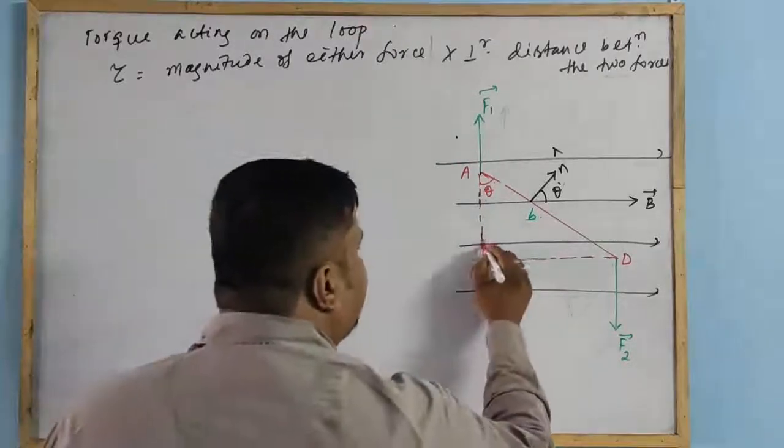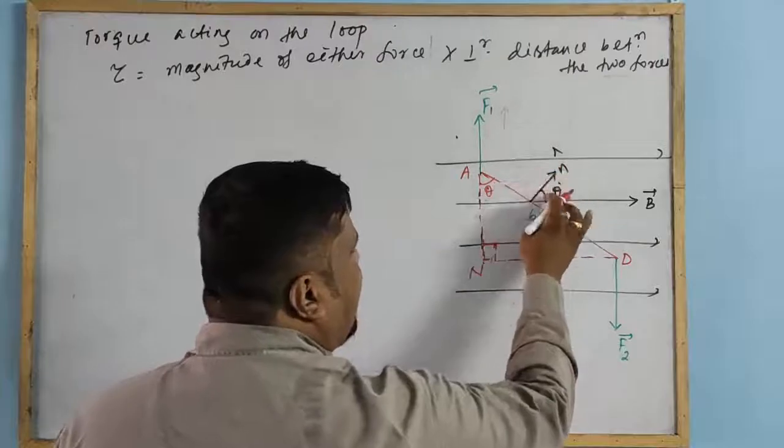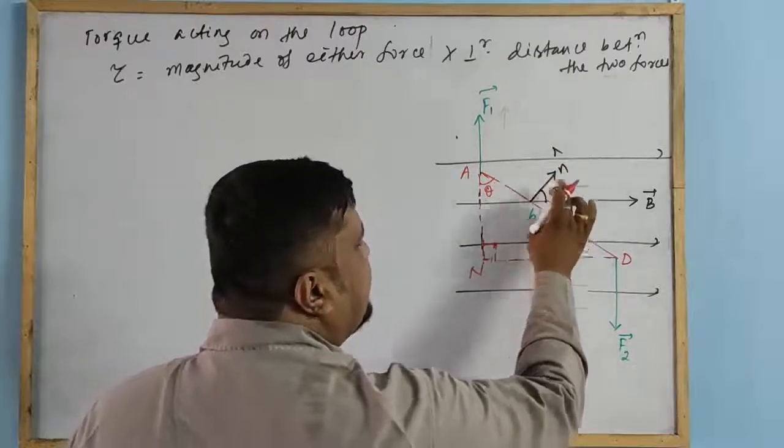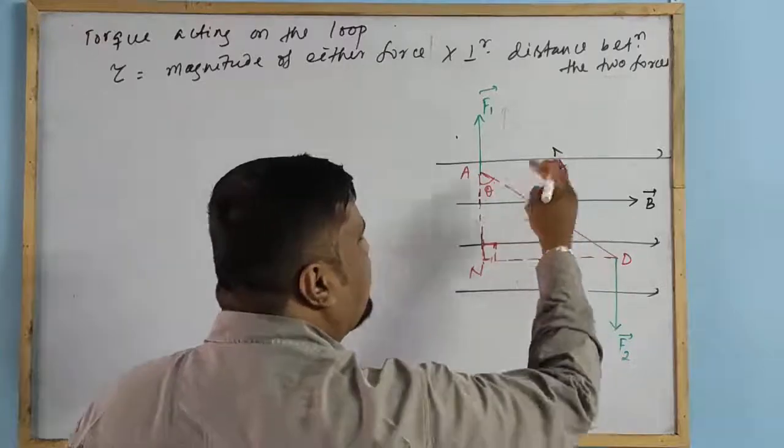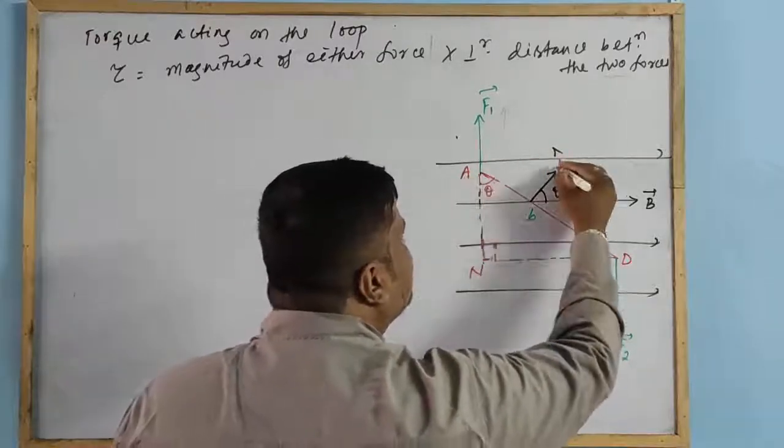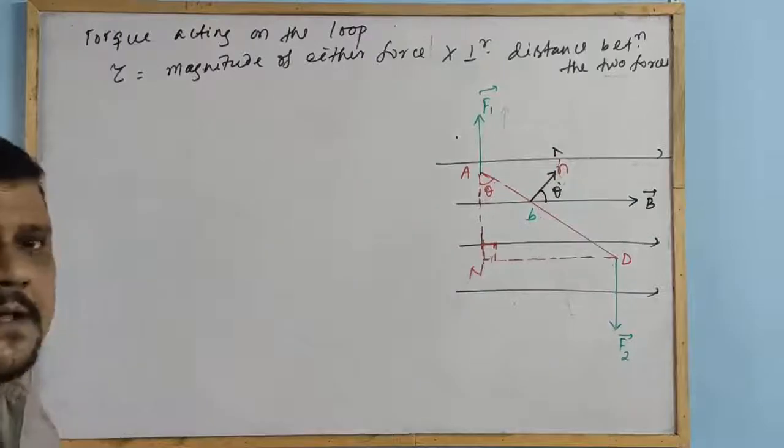And this is perpendicular. The angle is between the normal and B. This is the area vector, so I can say this is also area vector A cap, the area of the loop. Don't get confused, A cap means N cap, next with the B.